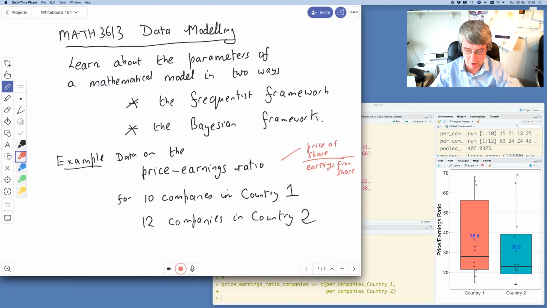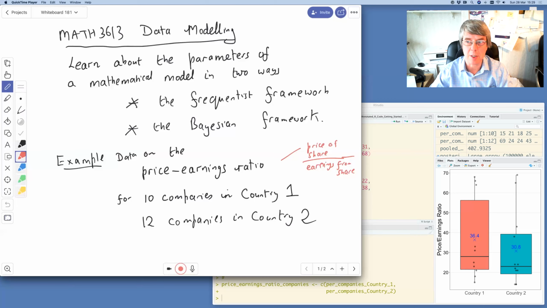I'm going to talk about one of the modules that you can study on the mathematics programs at the University of Plymouth. That's called MATH3613 Data Modelling. This would be a final year stage 4 module. I'm going to talk in some detail about what we cover in this module, and as part of that, I'll be mentioning the t-test.